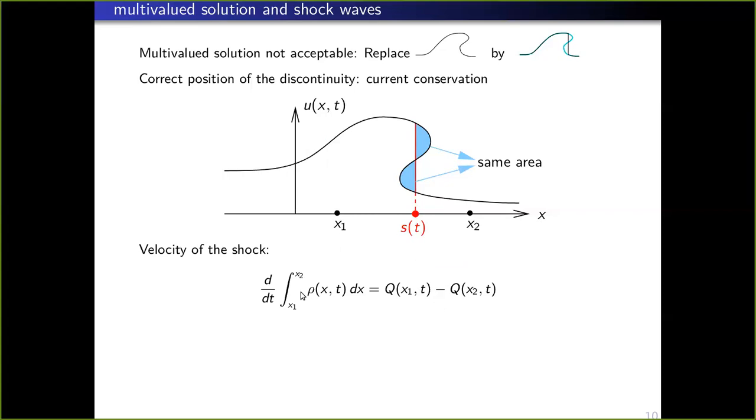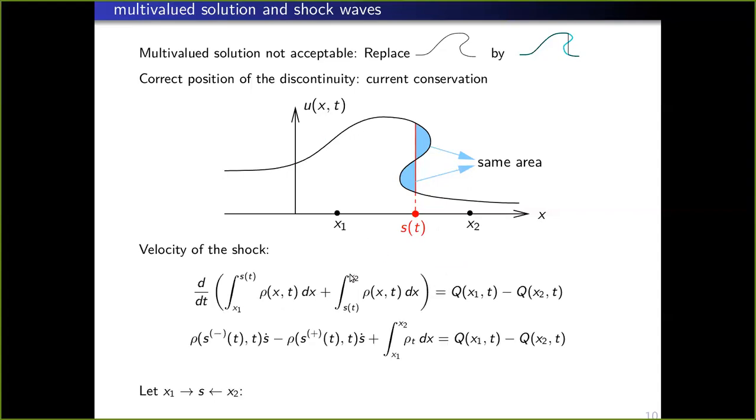Now, I want to use a discontinuous function. So it's better here in this integral to split at s and to write d/dt of the integral between x1 and s of rho, which is this here, plus the integral between s and x2 of rho, which is now the lower branch here, equals q of x1 minus q of x2.